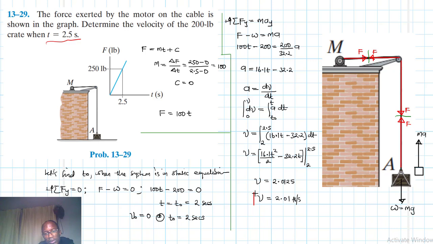I think this is about it. We have found the velocity, and this velocity of course is going up. I just need to show that here, I didn't show it in the other video. This is going up. So this is our velocity for the crate.